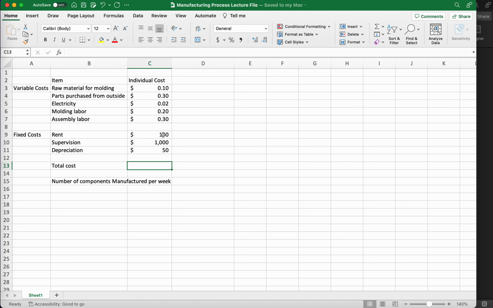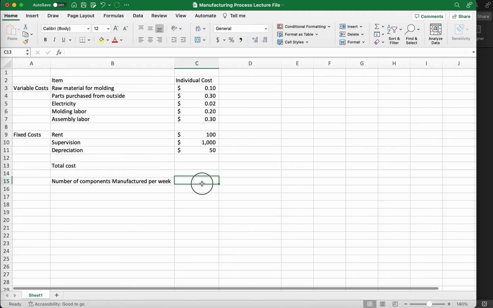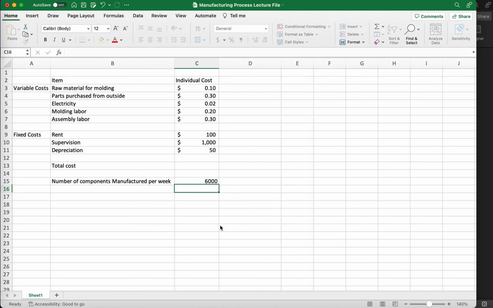And then we have the fixed cost. So let's calculate the total cost. The number of components manufactured per week is 6,000, let's say. What is the total cost? The total cost will be the sum of all the fixed costs, which don't depend upon the number of items that you make, plus the number of items that you manufacture times all the variable cost values. So you add up all the variable cost values, multiply them with the number of units that you manufacture, and then add all the fixed cost values. That gives you the total cost, right?